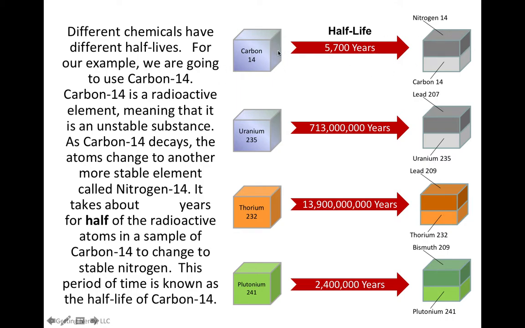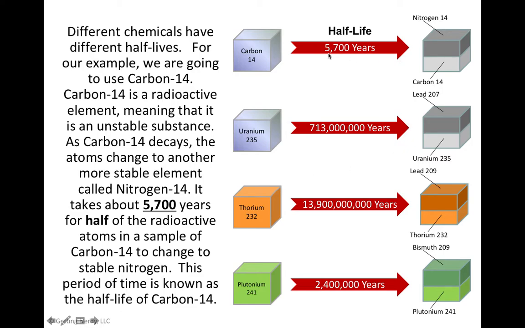So we have carbon-14, and carbon-14 is a radioactive element, meaning that it's an unstable substance, so it can break down over time. As carbon-14 decays, the atoms change to a more stable element called nitrogen, right here. So carbon is going to decay over time and slowly start turning into nitrogen, because nitrogen's way more stable and it's happy there. It takes about 5,700 years for half of the radioactive atoms in a sample of carbon to change to a stable nitrogen.